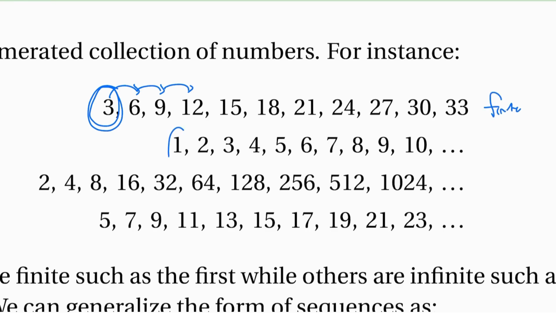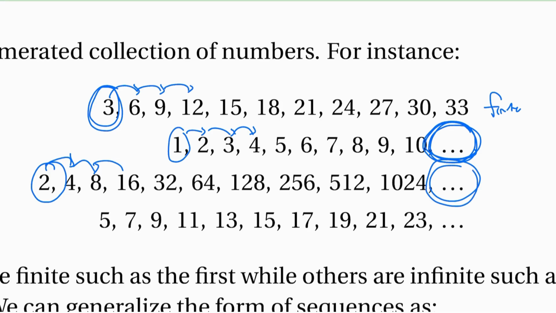The second example starts at 1 and you add 1 each time. That's also a sequence, and that's infinite since these have these dots right here. That's what we use to signal that it's an infinite sequence of numbers. The third example, you start at 2, but instead of adding numbers, you multiply by 2 each time. So you get the next term, and that's also infinite, goes on forever using these 3 dots.